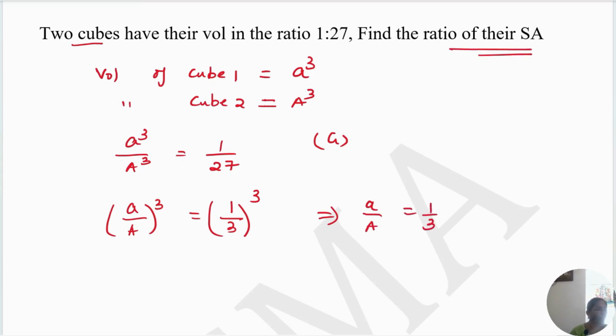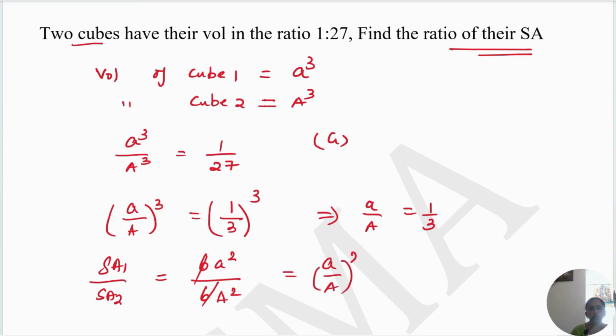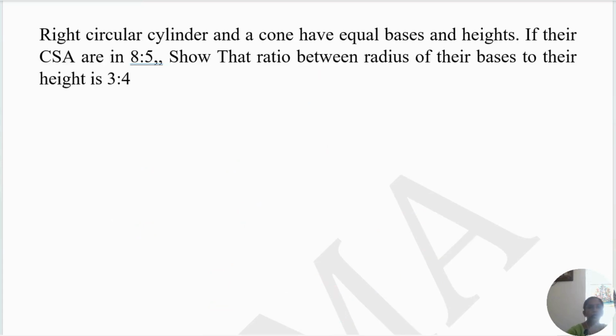We have to find out the ratio of their surface area. So the ratio of their surface area is surface area 1 divided by surface area 2. The formula is 6a square generally. So 6a square for the first one and 6 capital A square for the second one. 6 will get cancelled, and a by A the whole square. So 1 by 3 to the power 2. So 1 divided by 9. So our ratio is 1:9.